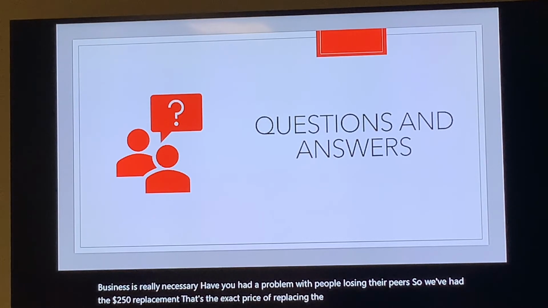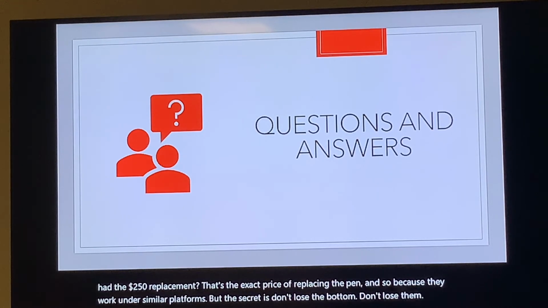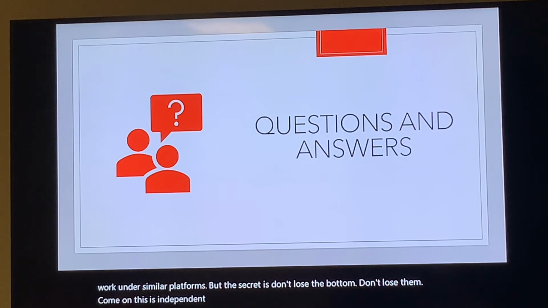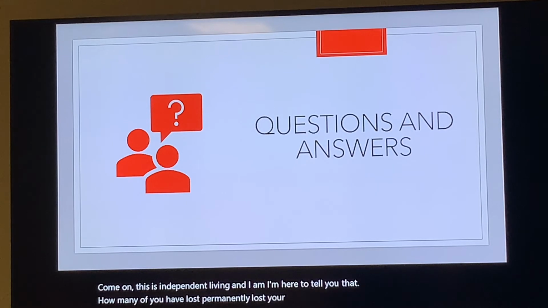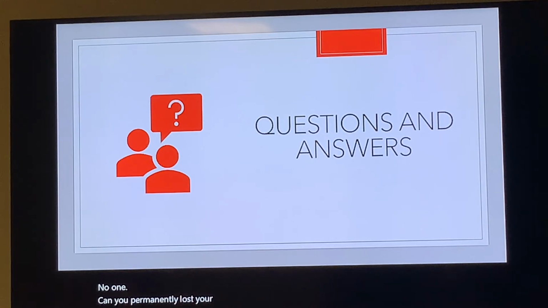Because they work under similar platforms. But the secret is don't lose the fob. We're all seniors. Well, you know, come on. This is independent living, and I'm here to tell you, how many of you permanently lost your car keys this year? No one. How many of you permanently lost your apartment key? Bill Henry lost it, but found it.